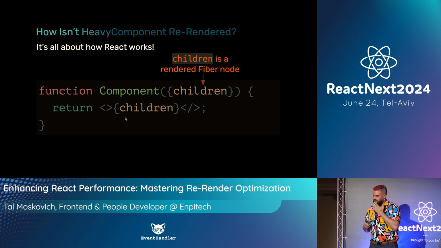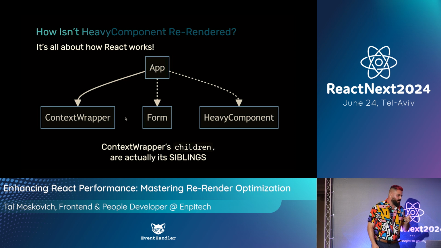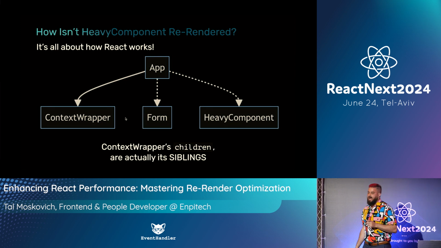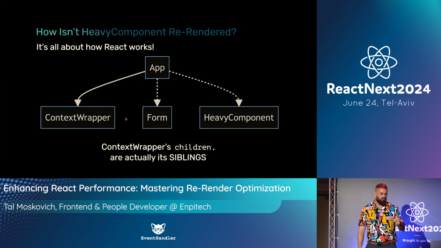But I say that children is a rendered fiber node. Rendered from who? Yeah, right. The form and the heavy component are rendered by the app and not the context wrapper. Okay? That's why the heavy component is not being rendered again.